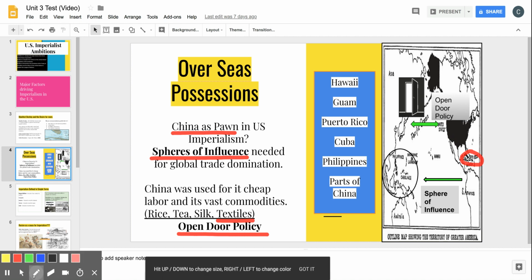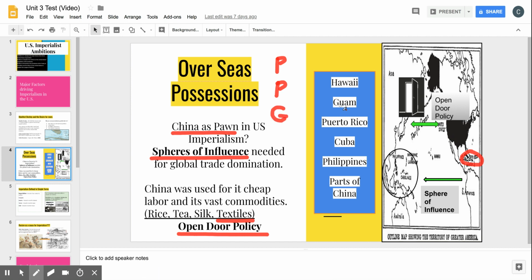PPG, they were all territories gained in the Spanish-American War. So PPG: Puerto Rico, Philippines, and Guam. We all took this once we defeated Spain. Once they were knocked out and we took over, these are the territories that were given to us. Not Cuba, because we took this on as a protectorate, but we had a lot of control there.